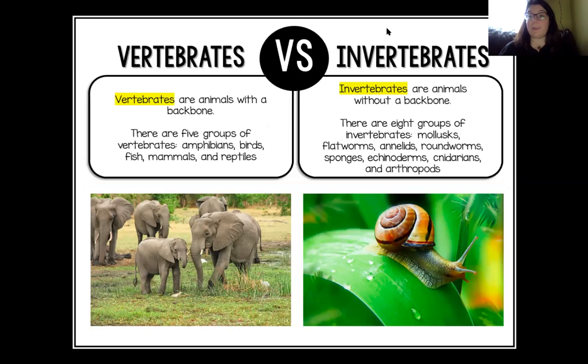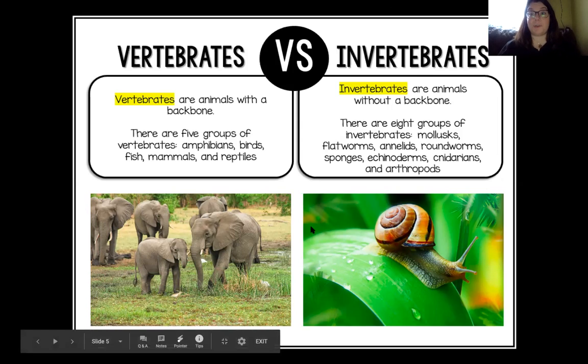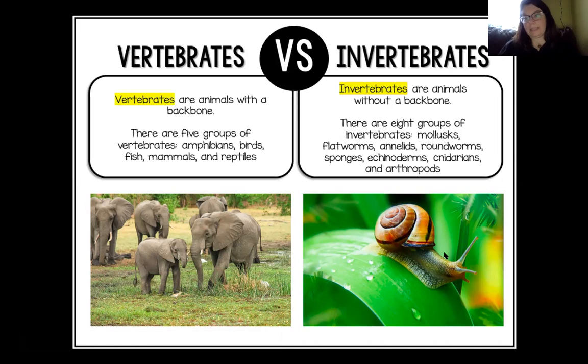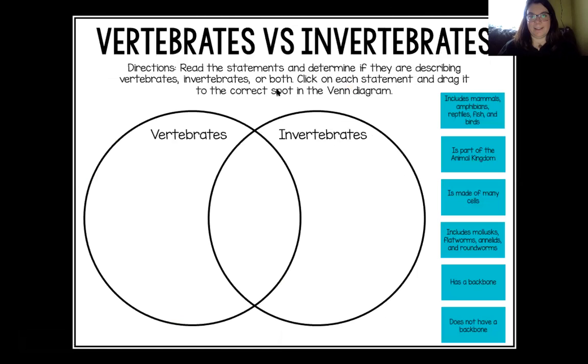Invertebrates are animals without a backbone. There are 8 groups of invertebrates: mollusks, flatworms, annelids, roundworms, sponges, echinoderms, cnidarians, and arthropods. So there is a lot to invertebrates. You can see here this snail.